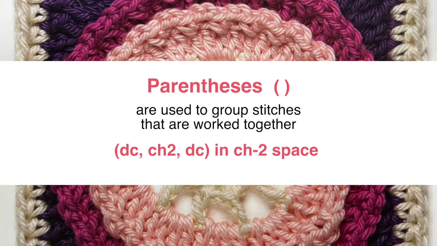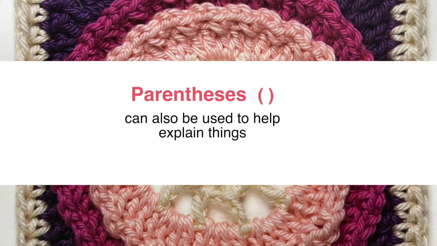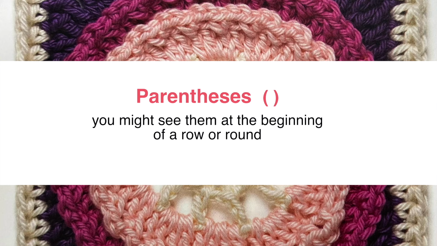Parentheses are often used to describe a group of stitches that are worked together. Along with grouping stitches together, parentheses will also be used to set aside other important information within the pattern. For example, you'll see this often after a chain to let you know that it's serving as a stitch. You might also see parentheses at the beginning of a pattern.